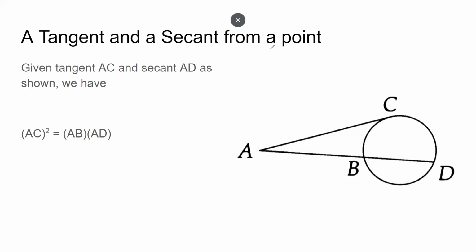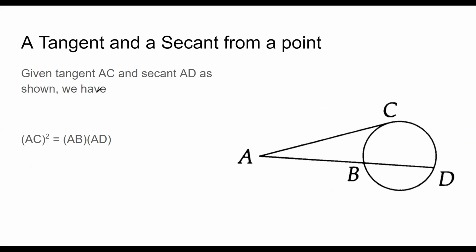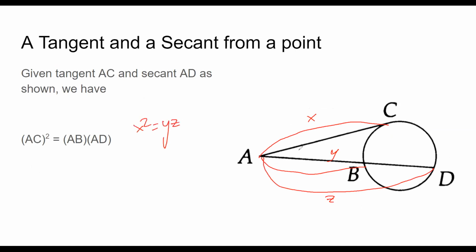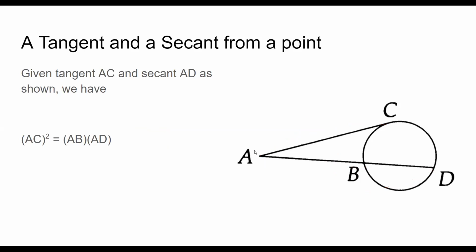Now this one is saying, given tangent AC and secant AD as shown, we have AC squared is equal to AB times AD. So what it's saying is that this length here is X, and then we have Y here from A to B, and Z here from A to D. It's just saying X squared is equal to Y times Z. So it's just this outer line squared is equal to this short line times the total line. And this might seem like memorization right now, but you should get the hang of these problems.